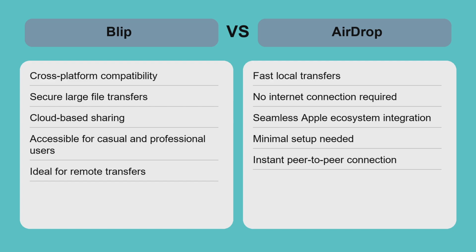If you need to send large files to someone on Android or Windows, Blip is the better option. However, it requires internet access and account setup, unlike AirDrop's instant peer-to-peer connection. Both offer secure transfers, but AirDrop's offline capability and native integration make it the go-to for Apple users, while Blip provides flexibility for mixed device environments.